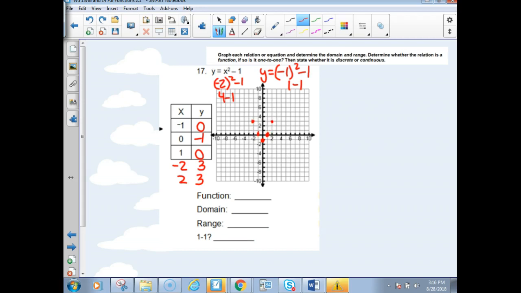So these are 2 more points on the graph. This graph is a U, if you will. It's kind of hard to make it. Try not to make it look like a V. Does anybody know the name of that? Yeah, parabola. I'm sure you did these in Algebra 1.